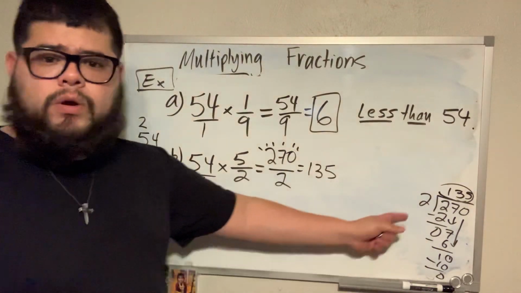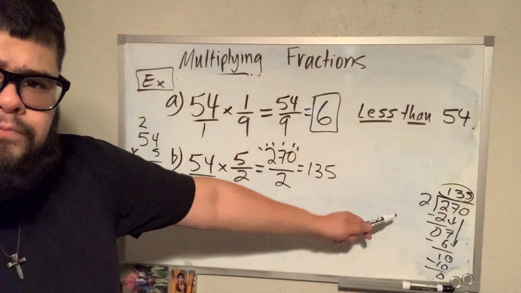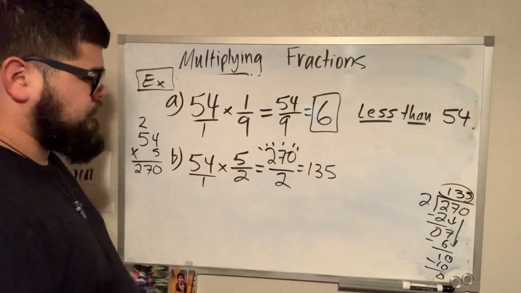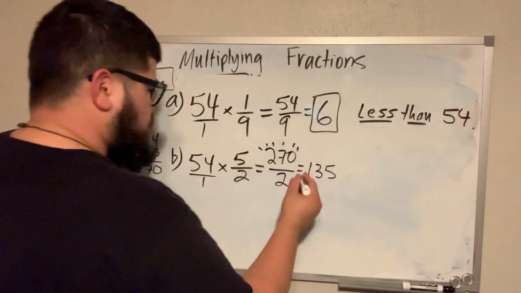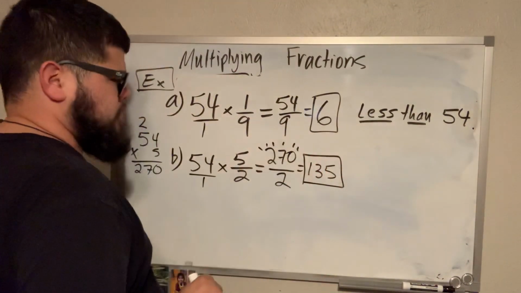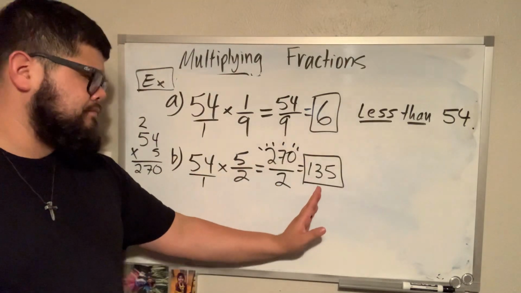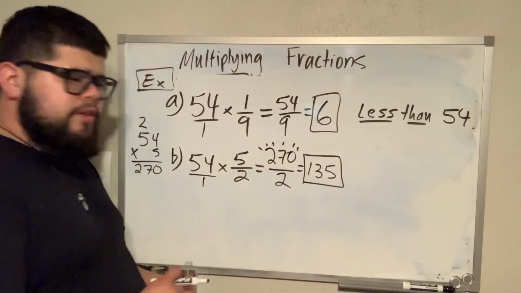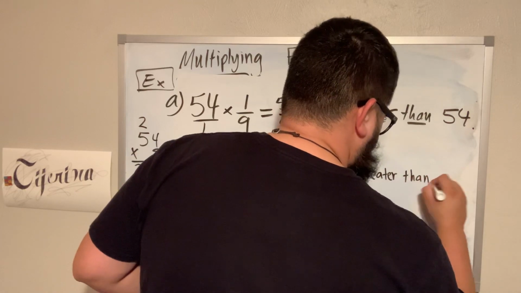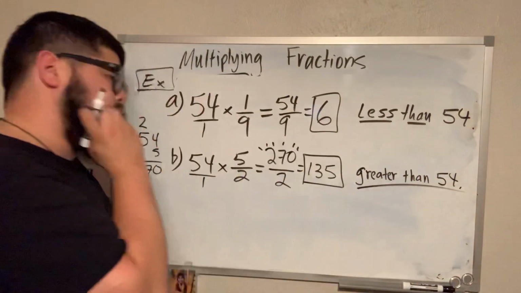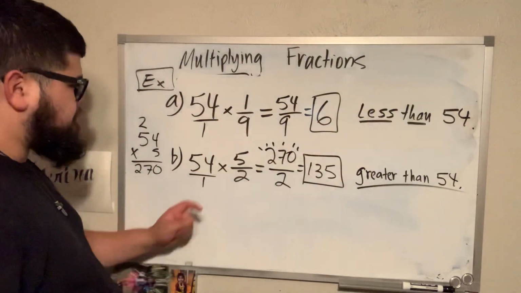Okay, again, you want to have that work on your paper. I am going to erase it. Make sure you have that written down. All right. Now, the number 135, we have to ask ourselves, is that greater than 54, less than 54, or equal to 54? 135. It's greater than 54, right? Greater than 54. So again, we need to observe what happened from here to here. We're going to talk about it at the end.